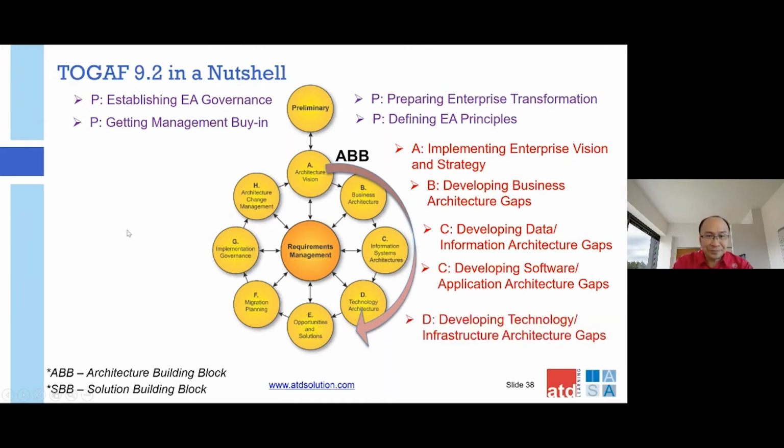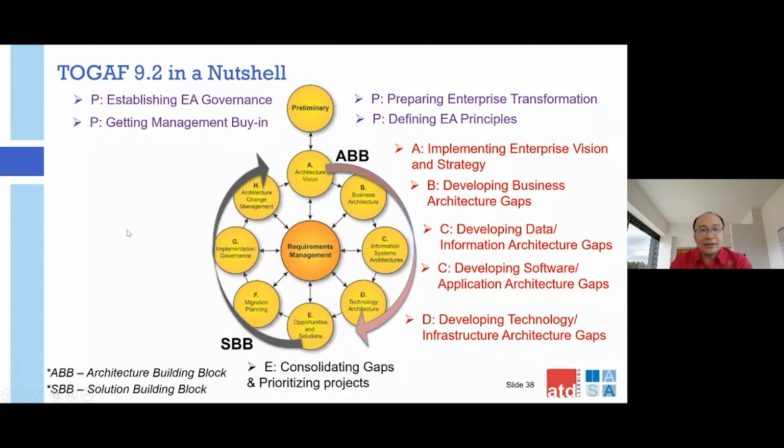So we look at what things need to be changed in order for phase A, enterprise vision and strategy, to be fulfilled. Then phase D is where we're developing the technology or infrastructure architecture. So we need to see what platforms we are changing in order for the application to be able to run and scale to support the business. Once the gap is done, we develop what we call solution building blocks. So we consolidate the gaps, prioritize the projects, and from there we assign the team.